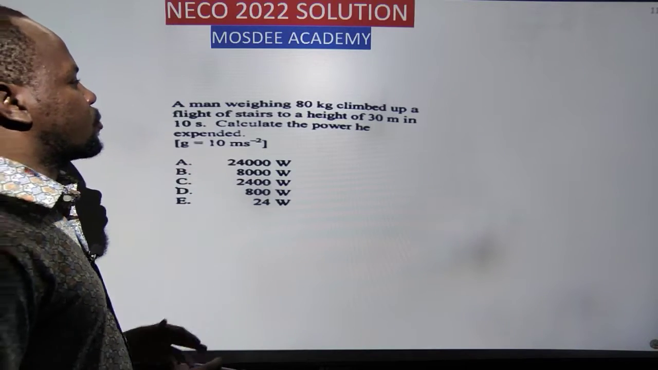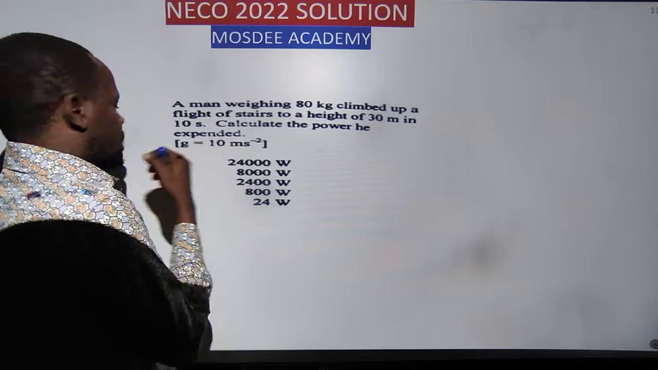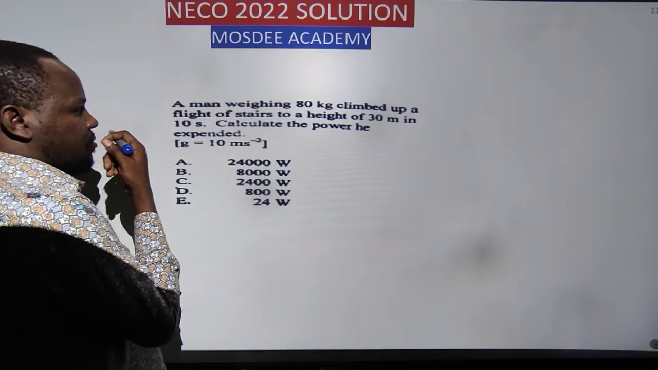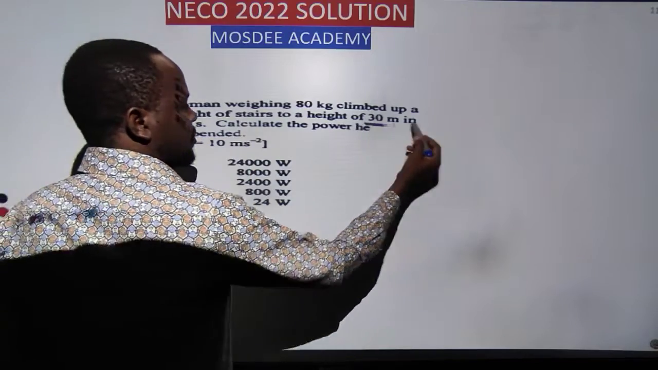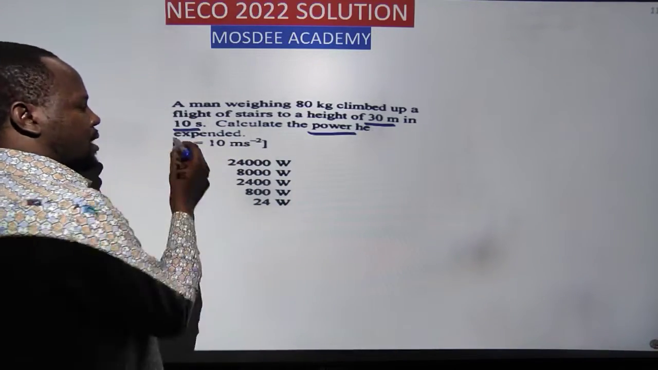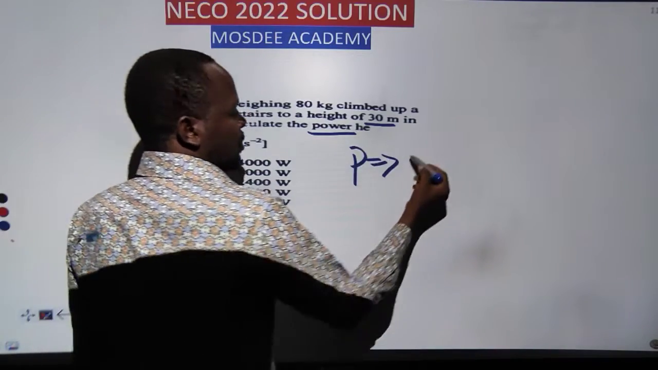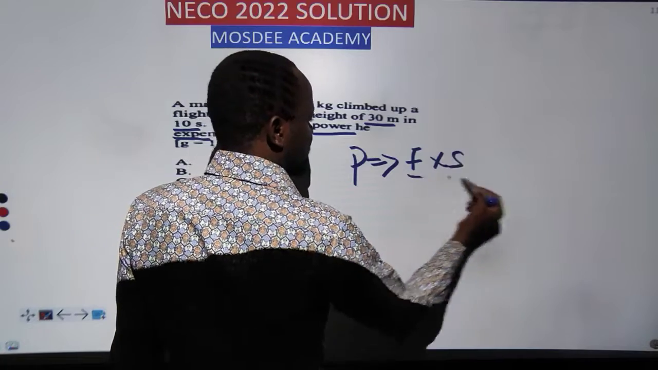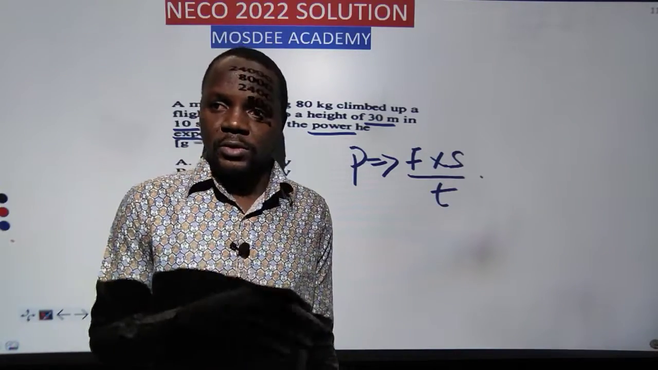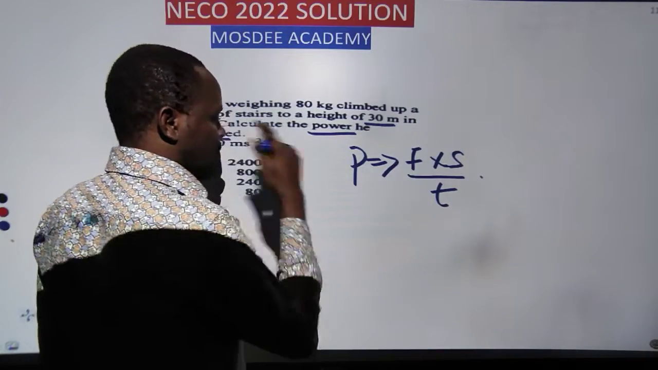Now, the next question says a man weighing 80 kilograms climbs up a flight of stairs to a height of 30 meters in 10 seconds. You have to calculate the power expended. Work, energy and power is a popular topic. Power is force times distance over time. Direct formula-based questions are the cheapest for students because you just plug in the parameters.